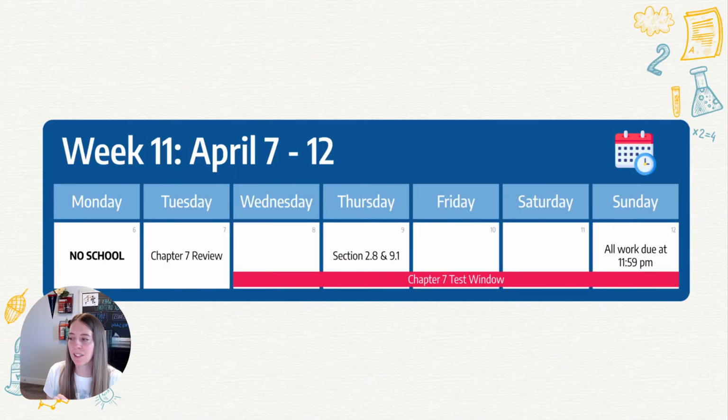So here's your suggested schedule for the week. We didn't have school Monday, so it's kind of a short week. You need to get your Chapter 7 review assignment done. You need to fit the test in during the testing window. And other than that, you only have one other section assignment, and this section 2.8 and 9.1 is probably an easier one. So kind of a slower week, I guess you would say, for a test week anyways.